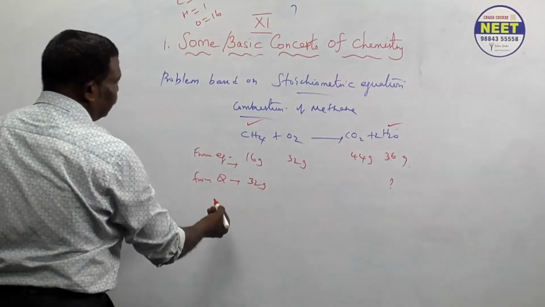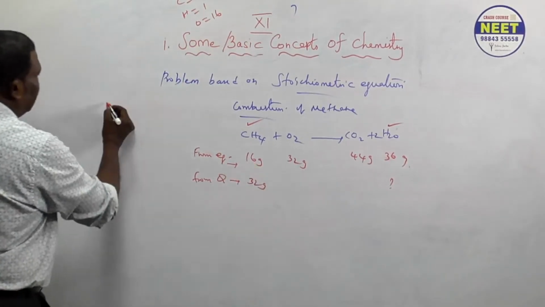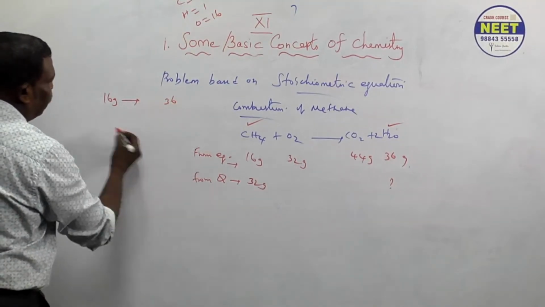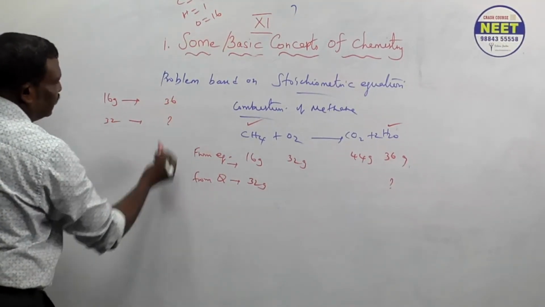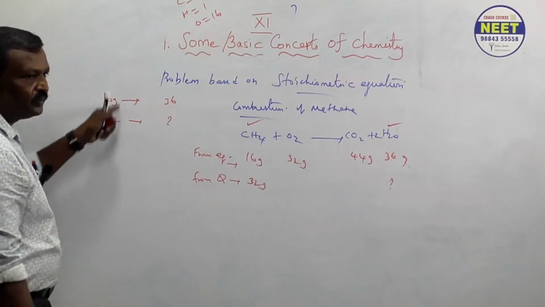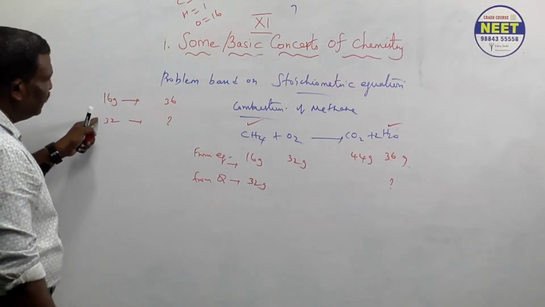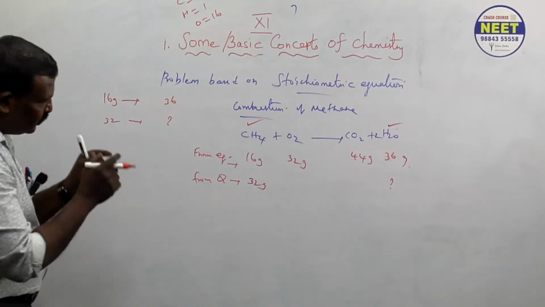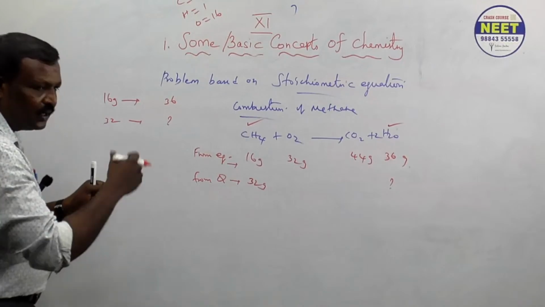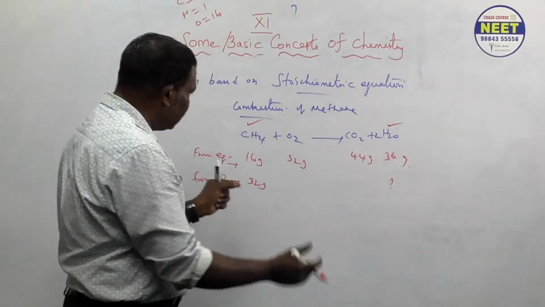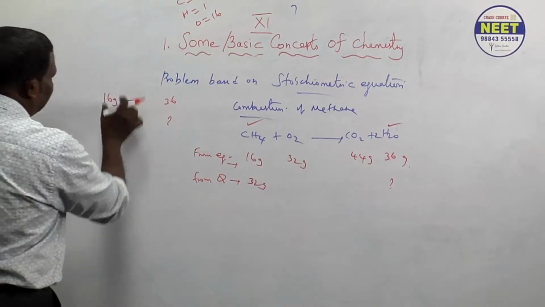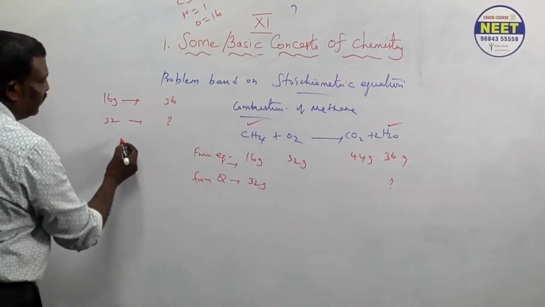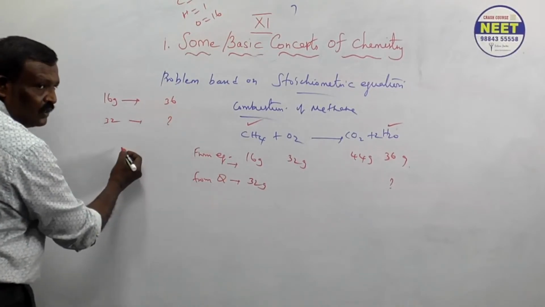So simply, 16 gram can produce what? 36 gram. Therefore, 32 gram produces how much? Simple. The question is comparing two substances only. One is methane, another one is the water molecule. That only you have to compare. So simply you know that 16 becomes 32, 36 becomes what? 72.